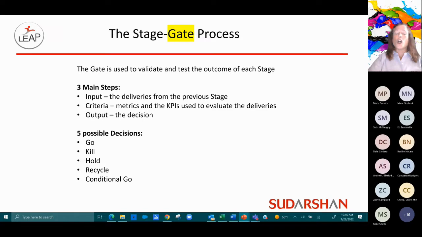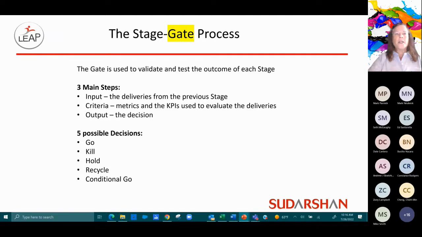You could go on to the next stage. You could kill the program, as I mentioned. That's always a key, and that's always going to be an option. You could hold the project. There might be something that's out there that more information is needed, or a raw material issue that might have to be investigated. Could be anything that says that we need to place a hold on the project until those questions are answered. You can recycle back to the previous stage to do some more work.